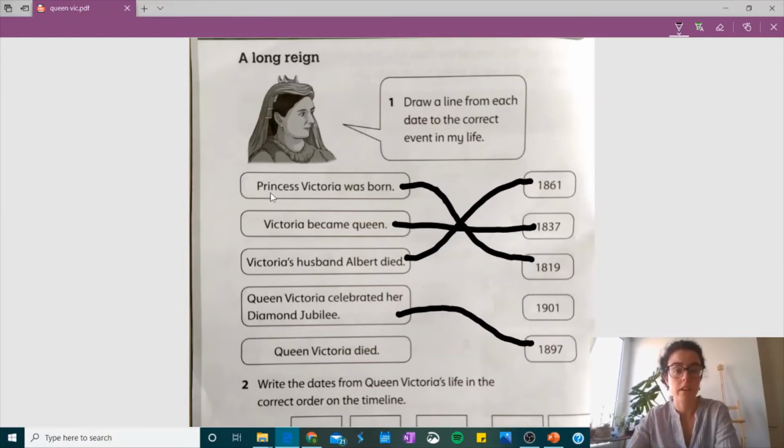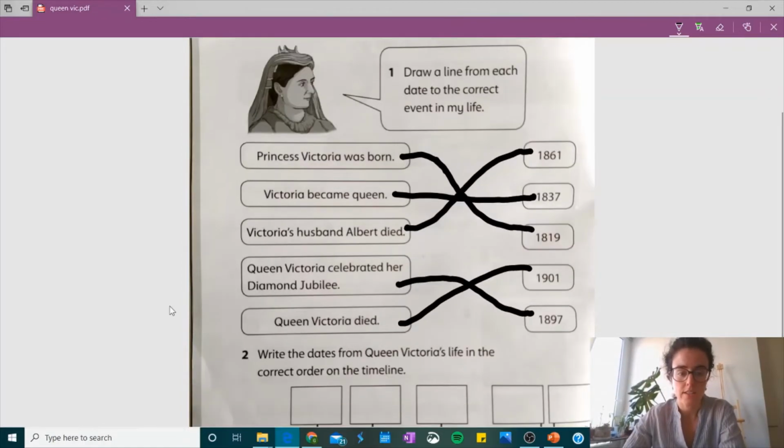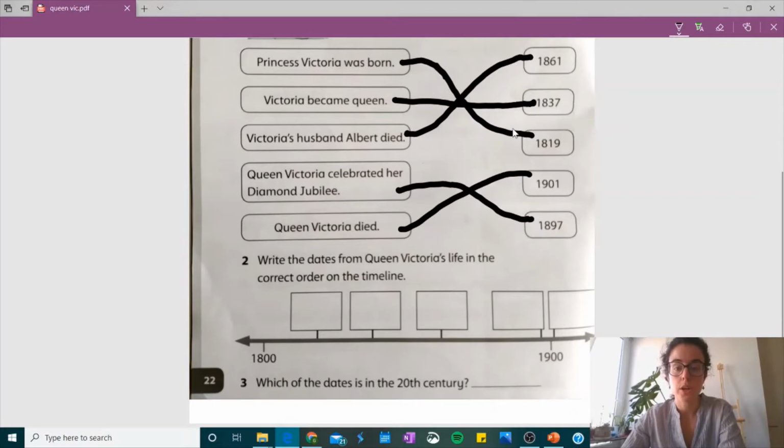And what year did Queen Victoria die? This is when she stopped being queen because, of course, she died. So what year did she stop being queen? Because she died. Well, there's one option left, so I think it is 1901.